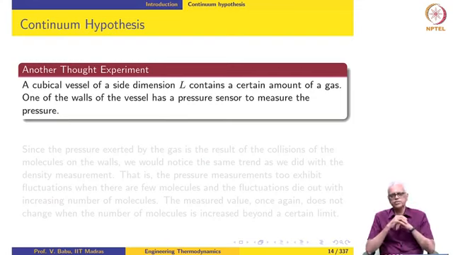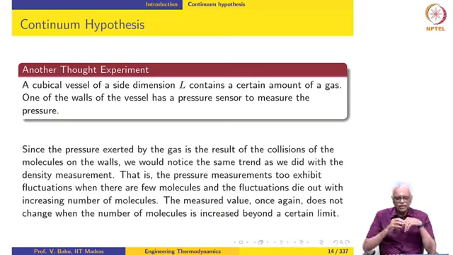So, we have pressure sensors which measure the force that is exerted, and then depending on the area of the sensor, we convert that into a pressure. Okay. So, again when we do this experiment, we notice that just like density, the values that we measure for pressure also show similar trends or fluctuations which die out as the number of molecules is increased, and once we increase the number of molecules beyond a certain threshold, the values remain constant and the fluctuations die out completely.